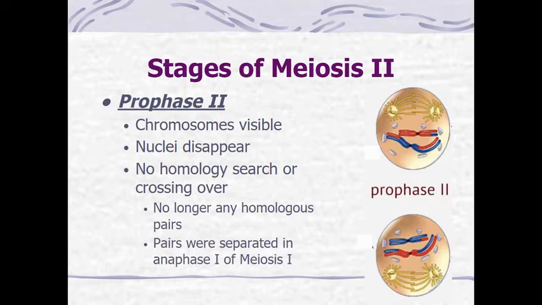So the second half of meiosis begins with prophase 2. In prophase 2, the chromosomes are visible, the nuclei of each cell disappear, but there's no homology search or crossing over. And that's because we no longer have homologous chromosomes. The homologous chromosomes, those pairs, were separated in anaphase 1 of meiosis. So now we have single chromosomes that are made of 2 chromatids.